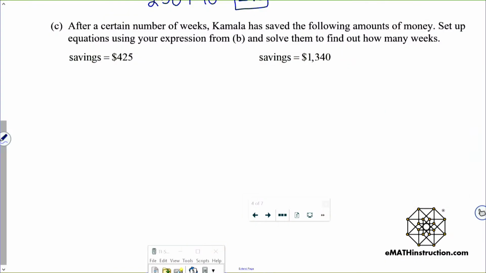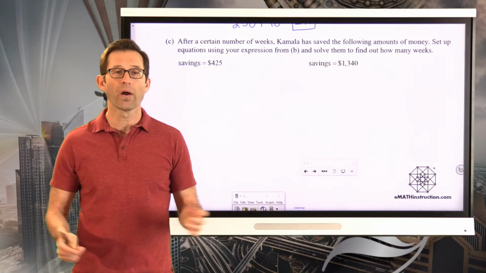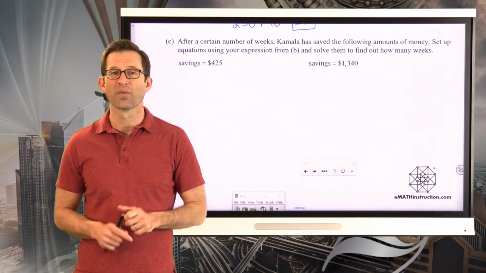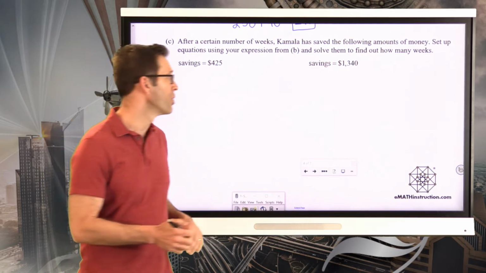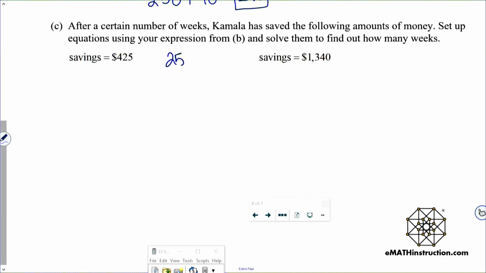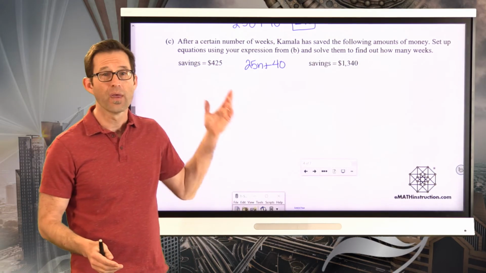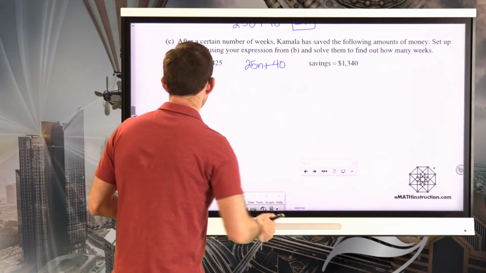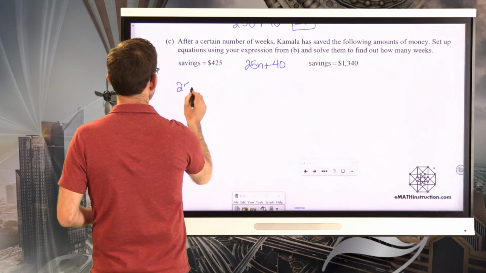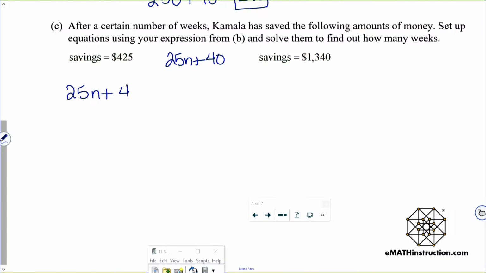All right, now let's take a look at letter C. Here we go. After a certain number of weeks, Kamala has saved the following amounts of money. Set up equations using your expression from B and solve them to find out how many weeks. All right, well, let's do the first one together, have you do the second one on your own. We know right now that the expression 25n plus 40 will tell us how much she's saved up after a certain number of weeks. Well, if this is the savings that she has, then to figure out the number of weeks, we would just have 25n plus 40 equals 425.